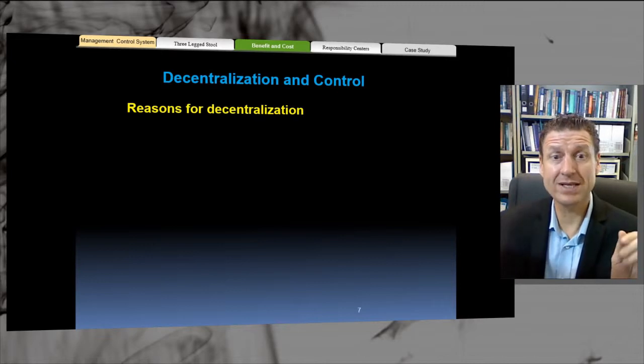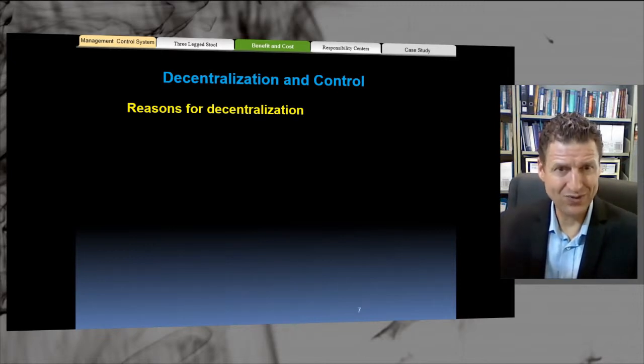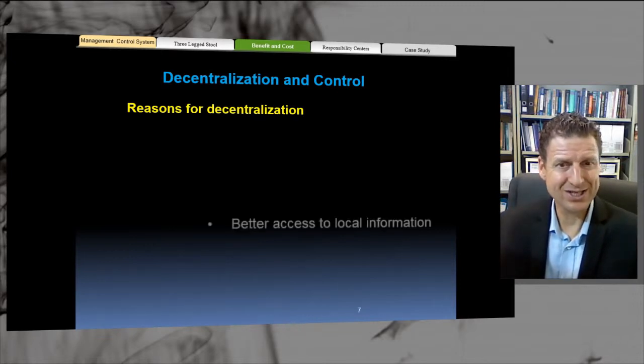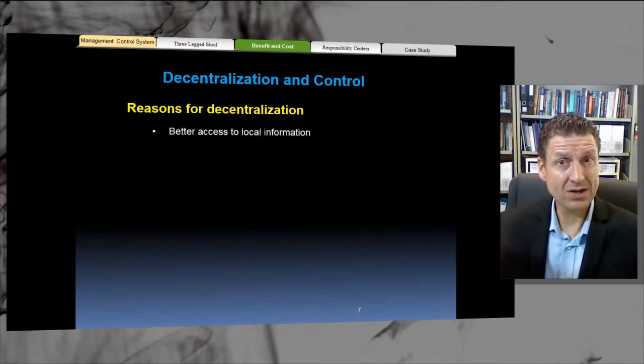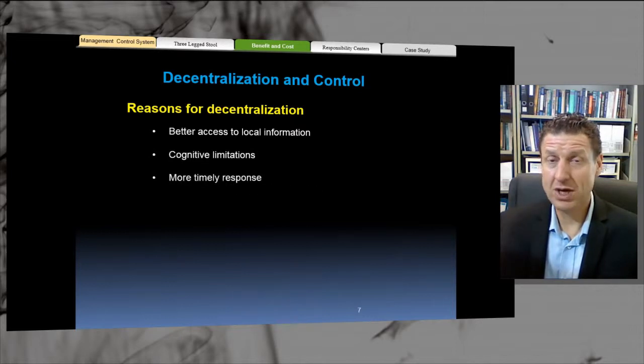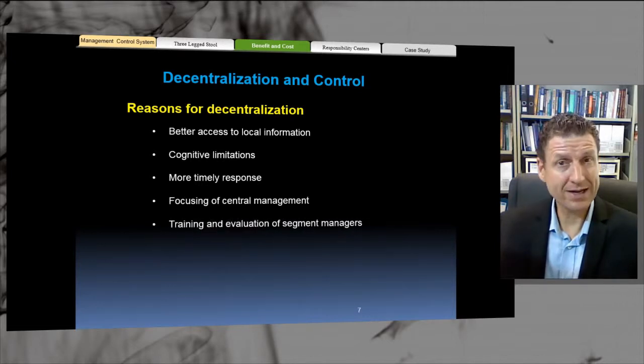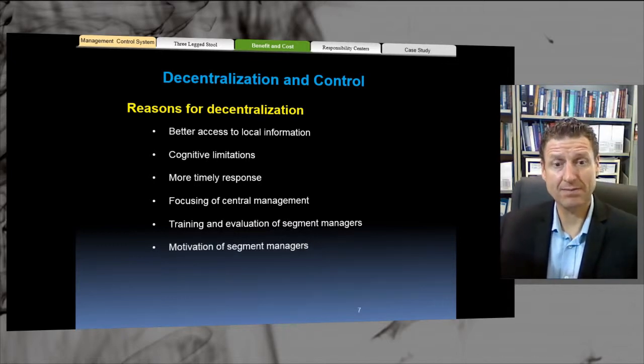So first of all is decentralization and control. The reasons for decentralization: better access to local information, cognitive limitations, more timely response, focusing of central management, training and evaluation of segment managers, and motivation of segment managers.